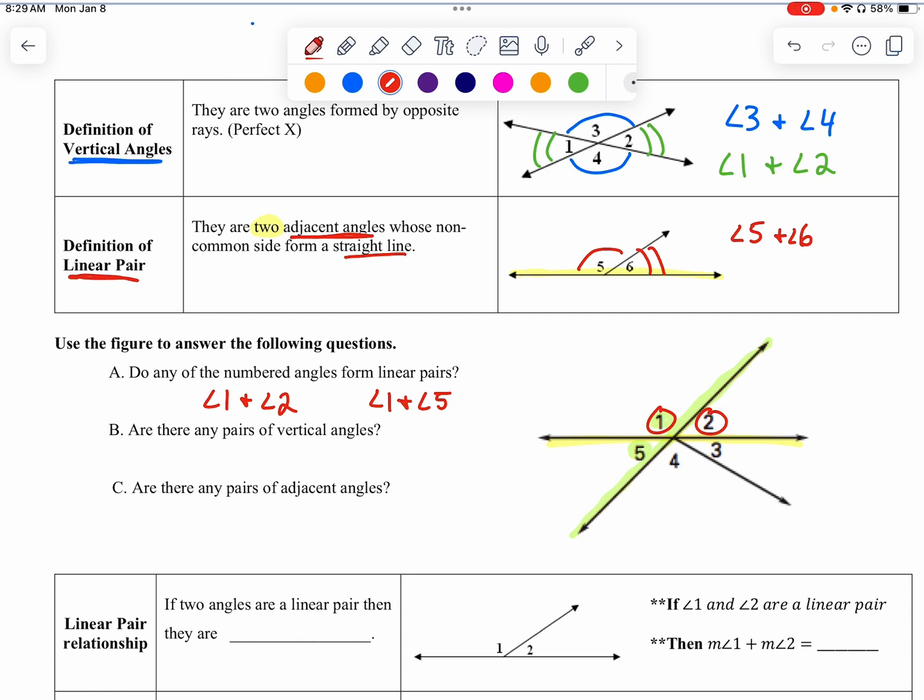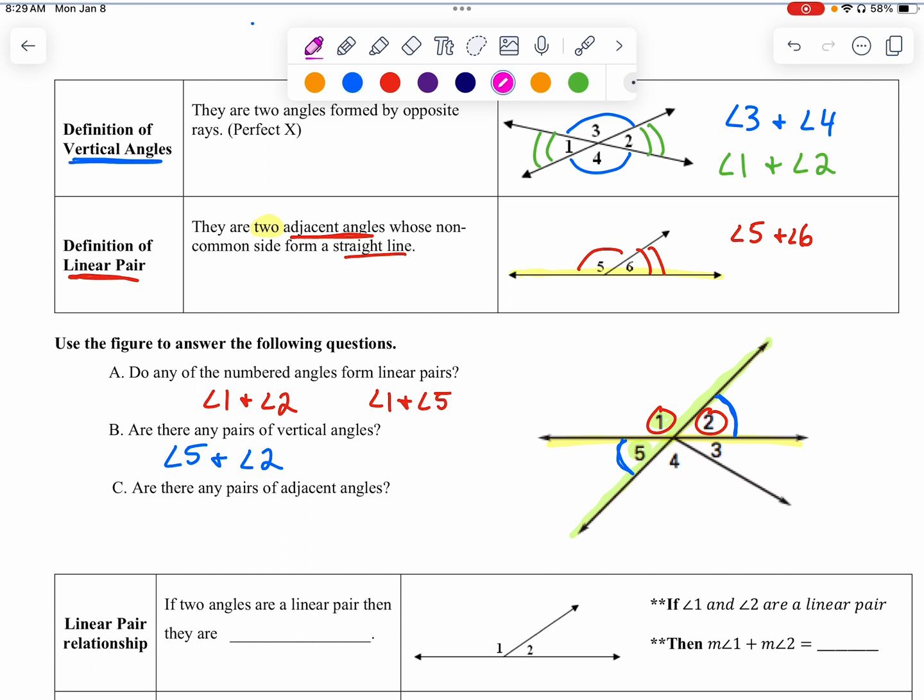Next, we've got vertical angles. That's when we create the perfect X. So notice the green line and the yellow line, they do create an X. So the angles across from each other: angle 5 is directly across the X from angle 2. So angle 5 and angle 2 would be vertical angles. Angle 1 is across from 3 and 4, so they're not vertical angles. So I think it's just 2 and 5 for this picture.